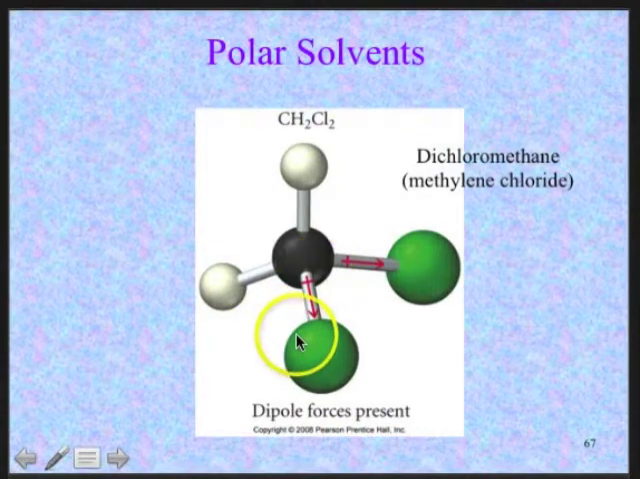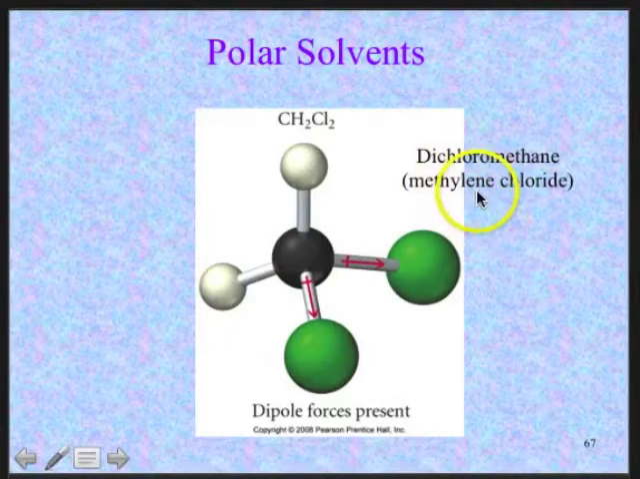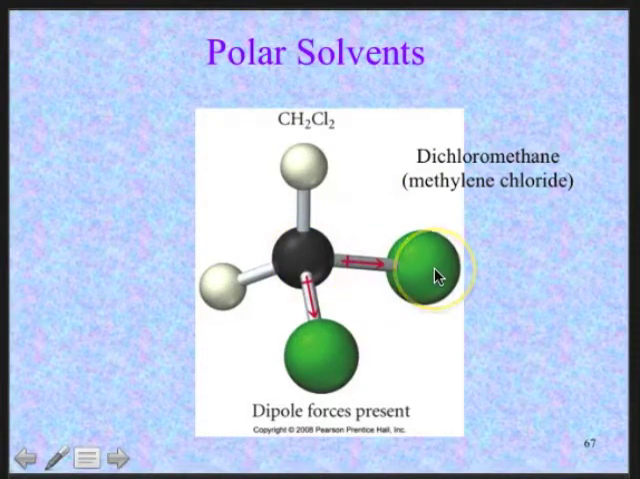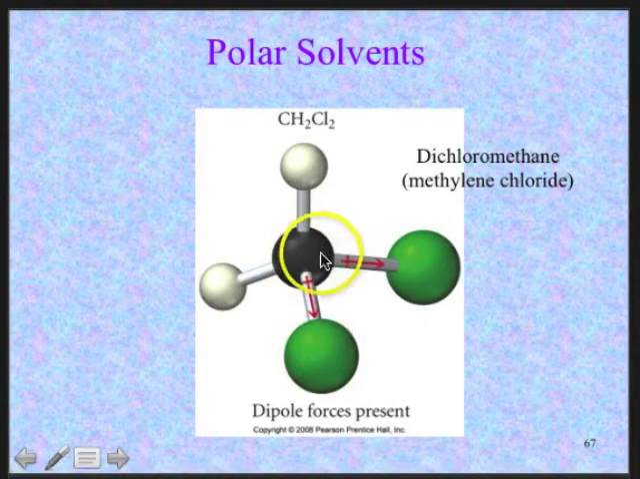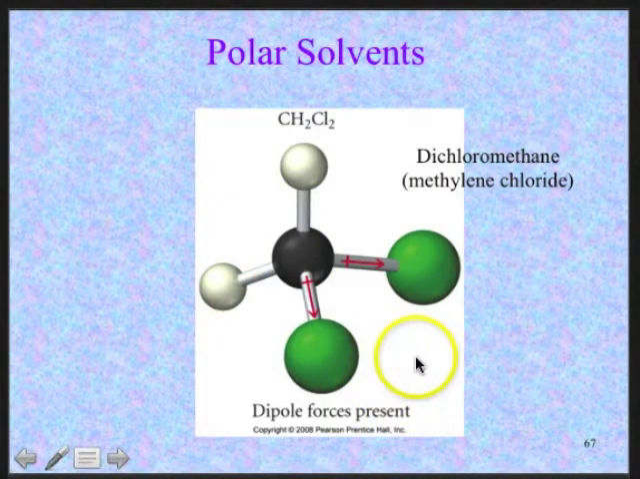Another example of a somewhat polar solvent, much less so than water, is methylene chloride, or dichloromethane. It's a carbon attached to two electronegative chlorine groups. That makes these bonds polar bonds. And again, it's a lopsided molecule, so this is the negative side of the molecule with the chlorines, and this would be the positive side.